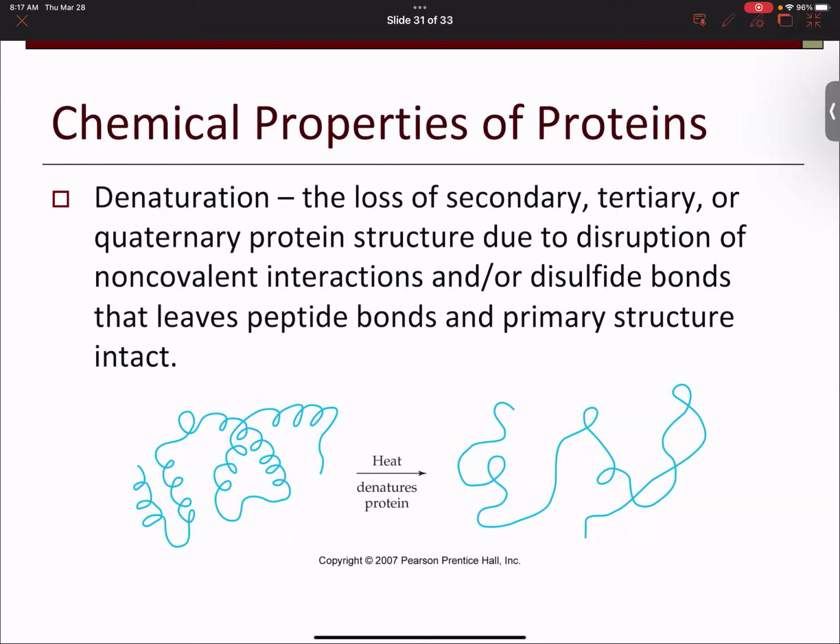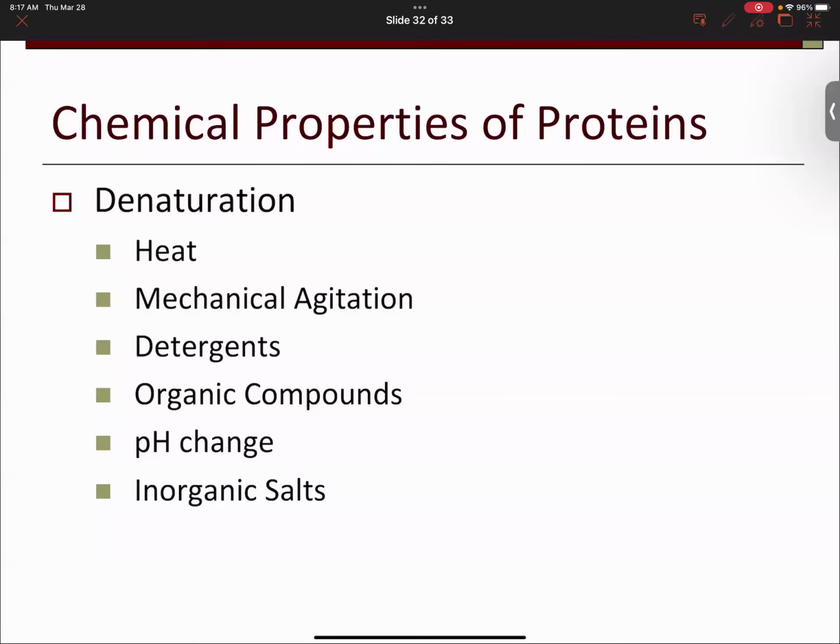However, there are other ways to denature a protein. Like I said, all we've got to do is interrupt those intermolecular forces. We either interrupt the intermolecular force along the secondary structure, or we interrupt the intermolecular force along the tertiary structure. But we're interrupting those intermolecular forces. So heat is one way.